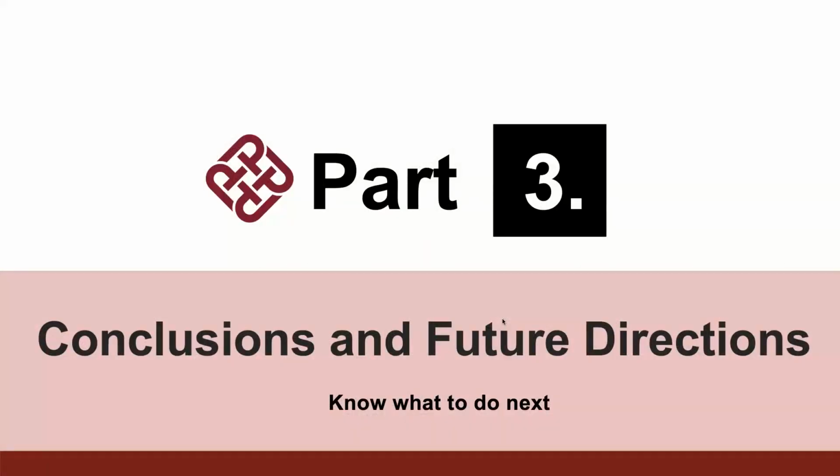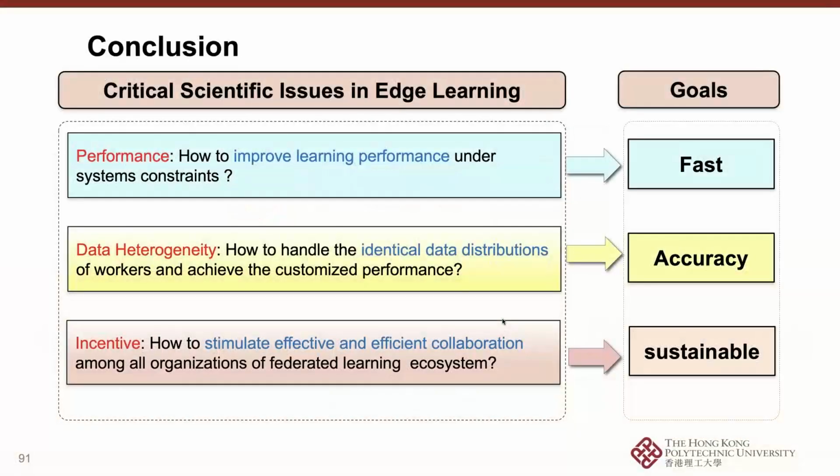And lastly, in 1 minute, I would like to close my talk. We discussed the issues of performance, data heterogeneity, and also incentive. Today, I only focus on the performance, to make it fast. In the future, if you're interested, we have some ideas to handle the data heterogeneity and to achieve better, more accurate models. And also we will design new mechanisms to incentivize users to join the collaborative learning and make it sustainable. All right, thank you.